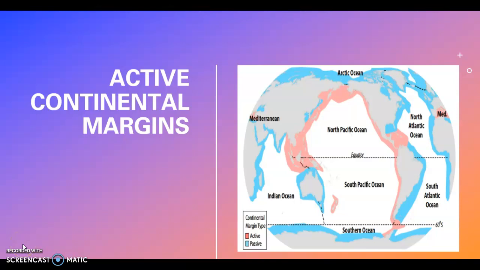Deep ocean trenches, volcanic islands, seamounts, and the mid-ocean ridge are in active continental margins. Active continental margins are tectonically active. The continental slope in an active continental margin ends in the deep ocean trench, and it is very steep. And in the picture here, all of the red shows you active continental margins.